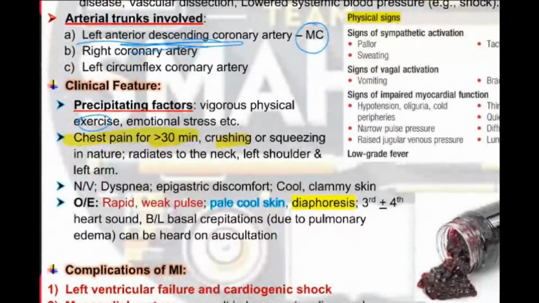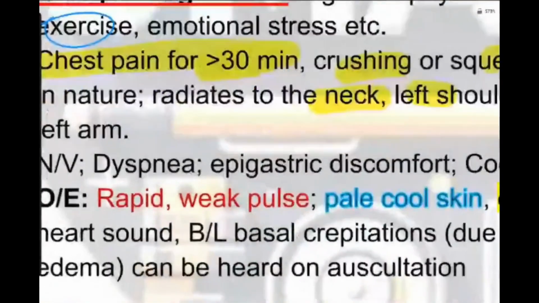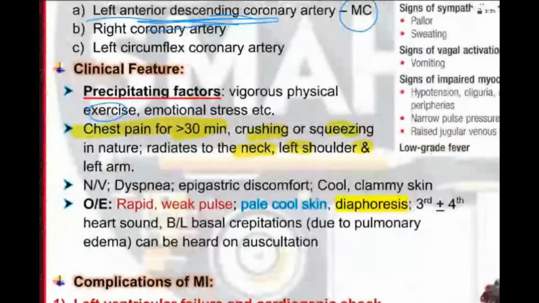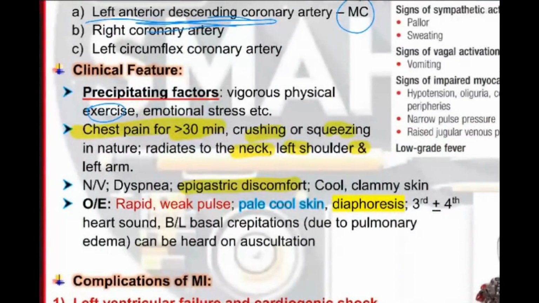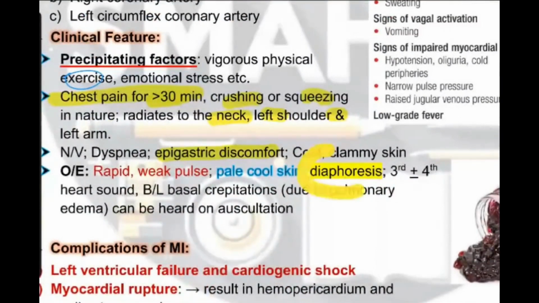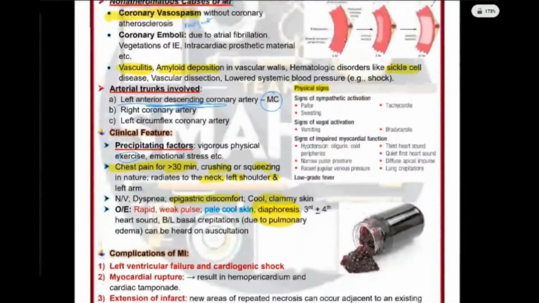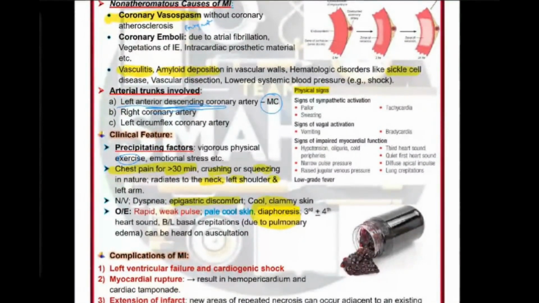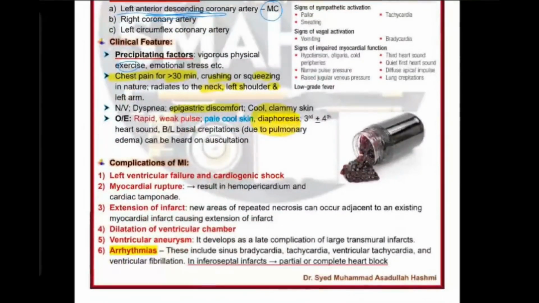The pain is crushing or squeezing type, and the patient will have radiation to the neck, left shoulder, and left arm. Always remember, MI can mimic peptic ulcer disease. Epigastric discomfort can be there, and there will always be diaphoresis, sweating, cool, clammy skin. This is about MI, myocardial infarction. What are you expecting to see in MI? Chest pain, sweating, epigastric discomfort, crushing or squeezing type of chest pain.